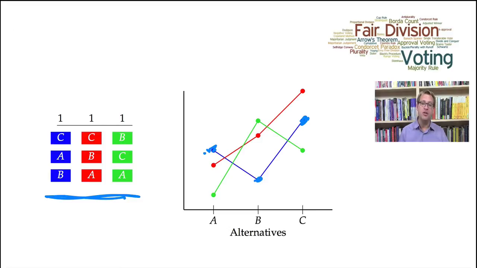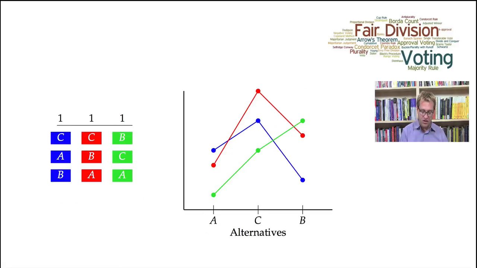Well, what's going on here is we actually don't have the candidates on the x-axis labeled properly. Note that if we change the labeling of the x-axis, so now A is to the left of C, which is to the left of B, if we change that labeling of the x-axis, the shape of everybody's preferences becomes single-peaked.